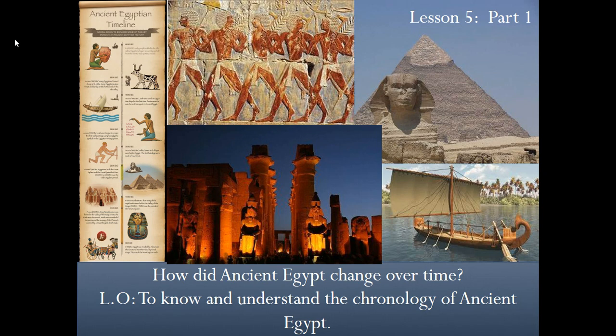This is lesson 5, part 1. So we're going to find out how did ancient Egypt change over time, and our learning objective is to know and understand the chronology of ancient Egypt. Chronology means the order of events. When did it happen? And we'll be using a timeline. So let's have a look.